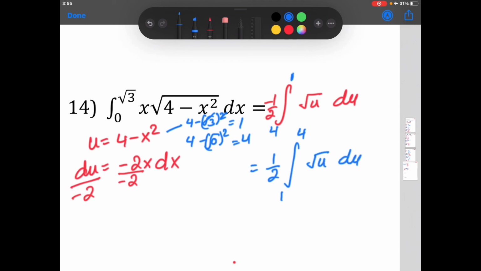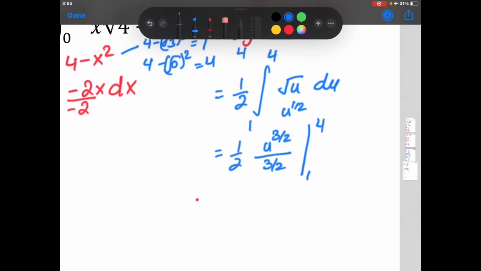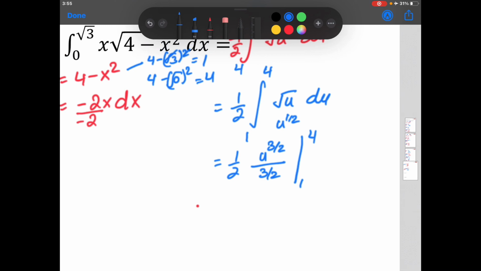Square root of u du. Square root of u is the same thing as u to the 1/2. So the integral of u to the 1/2 is u to the 3/2 over 3/2, and I'm going to bound it from 1 to 4. No plus c in here. Please remember that. And you don't have to substitute your u with your x because we already found the u bounds, so we're working with the u bounds, not our x bounds.